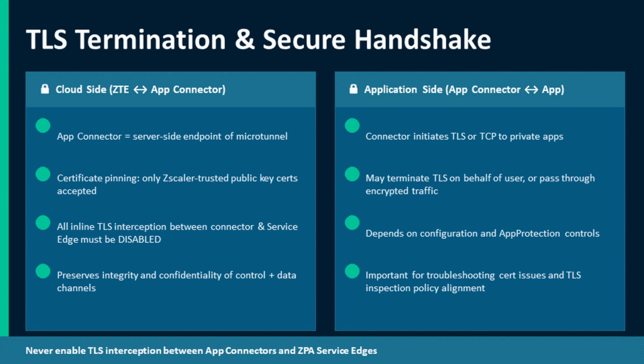On the application side, between the app connector and your private app, the connector initiates TLS or TCP connections based on the app's requirements. It may terminate TLS on behalf of the user or simply pass through encrypted traffic. This depends on your configuration and whether features like app protection are in use. Understanding both sides is important for troubleshooting certificate issues and for aligning with your internal TLS inspection policies.